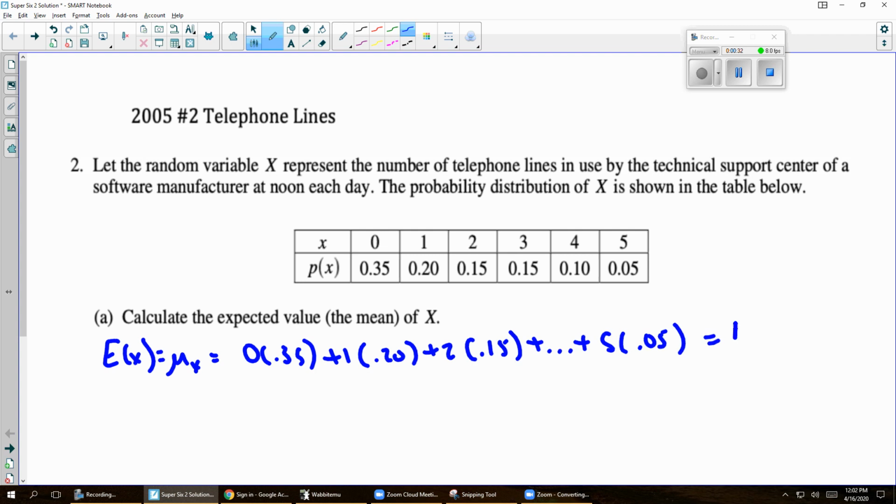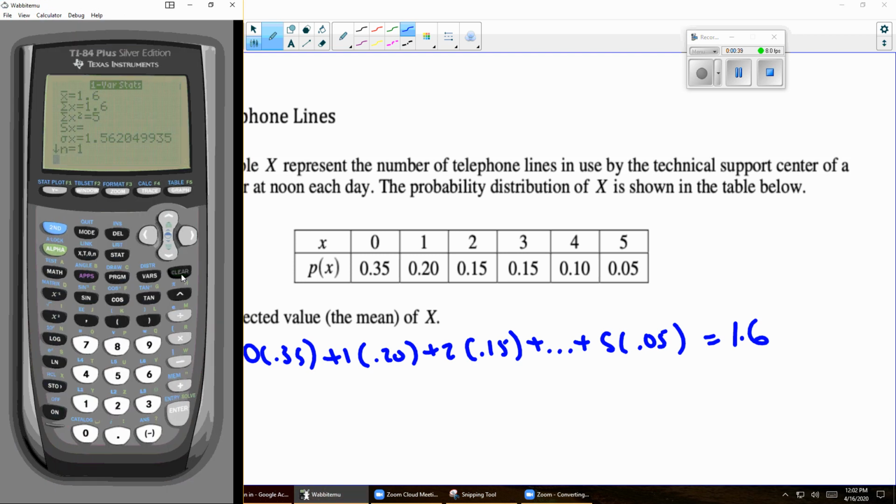If I used my calculator or my super brain, I get that that's 1.6. I'll show you real quick how to do this on the calculator. So I've typed all the numbers into my calculator in L1 and L2. Now, one way to do this would be to simply take all the numbers in L1 and multiply them by L2, and then add up those numbers there. So second list, math, number 5. The sum of L3 is 1.6.